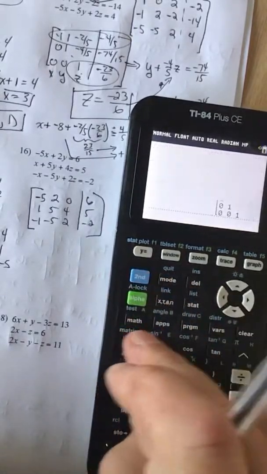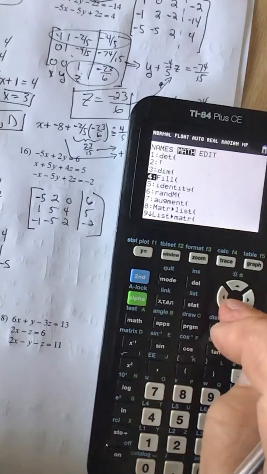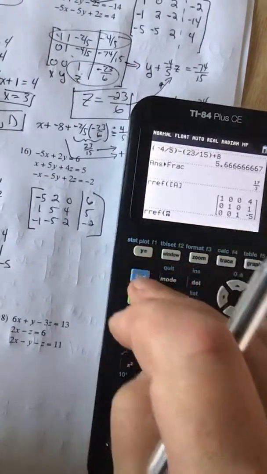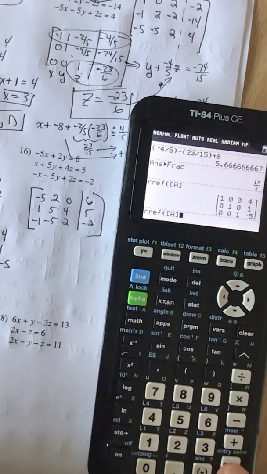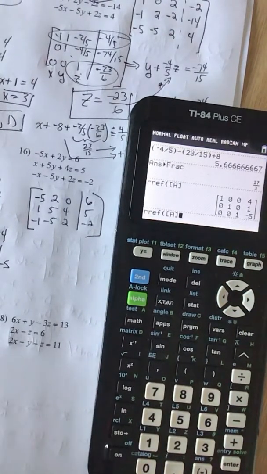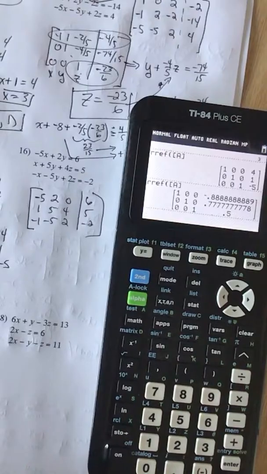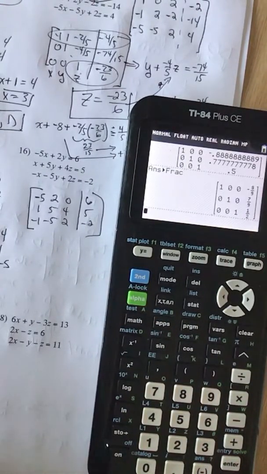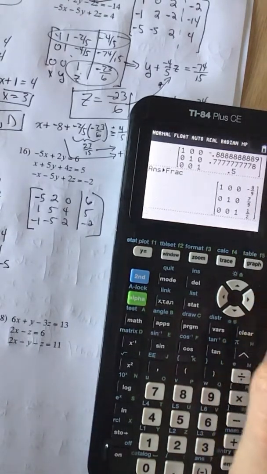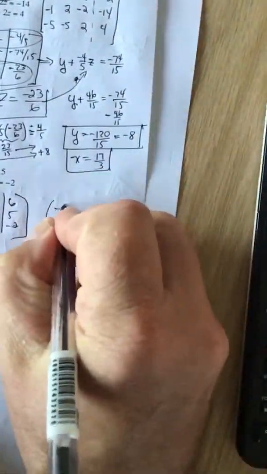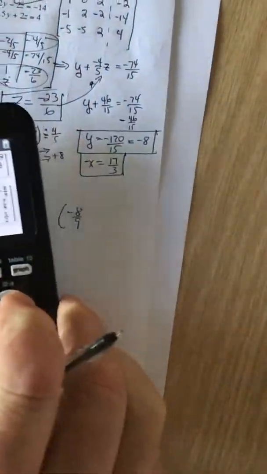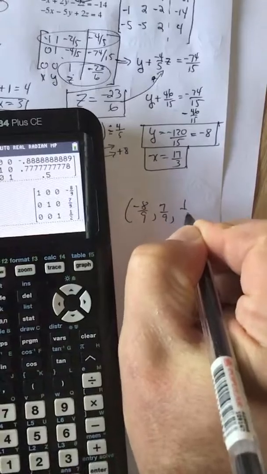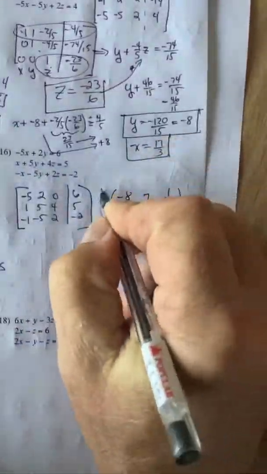I'm going to go to second matrix, math. Find the reduced row echelon form of matrix A. I guess I could have just done second enter. Okay, I don't like that, so I'm going to push math, fraction, and get that in a much cleaner format. So there's the X. X is negative 8/9. Just read it off your calculator. Y is 7/9, and Z is 1/2.